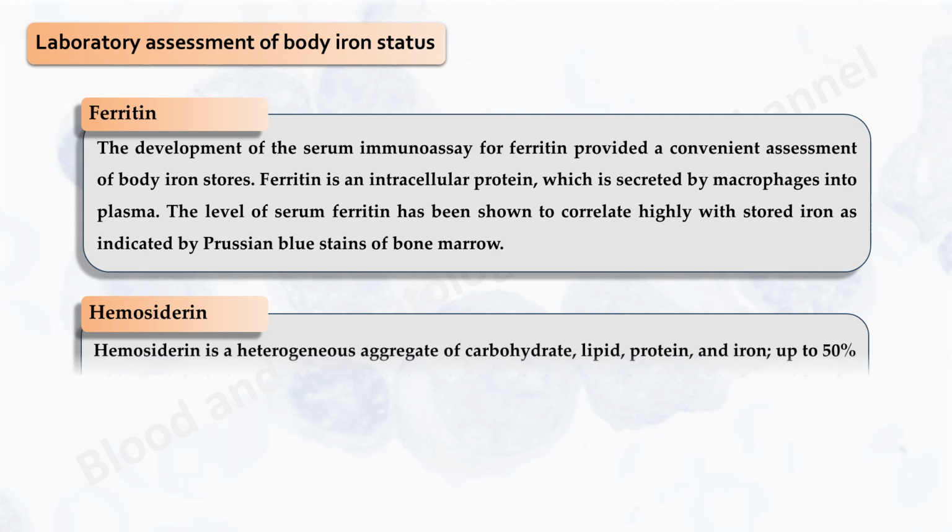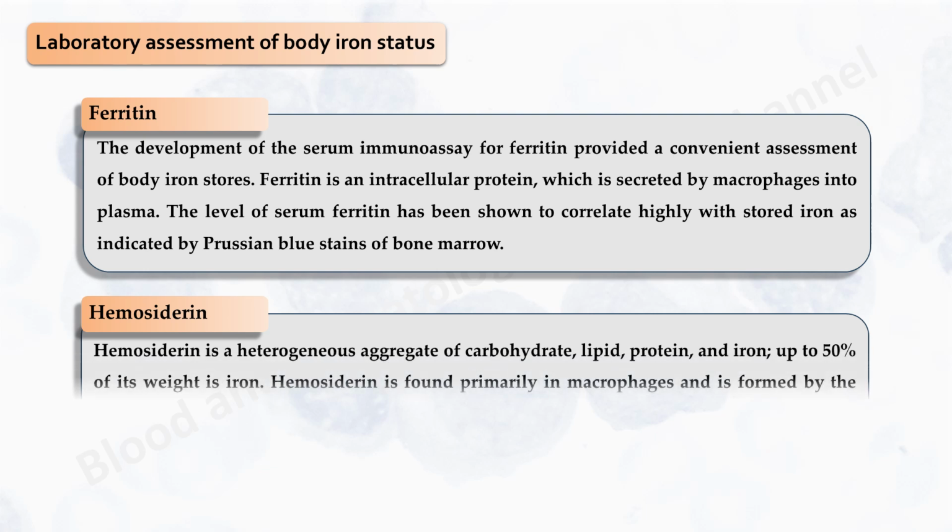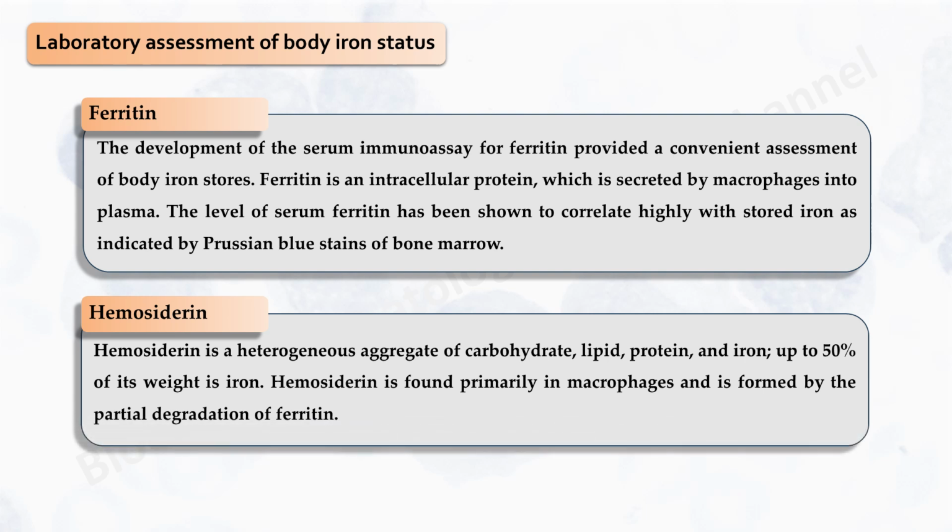Hemosiderin is a heterogeneous aggregate of carbohydrate, lipid, protein, and iron. Up to 50% of its weight is iron. Hemosiderin is found primarily in macrophages and is formed by the partial degradation of ferritin.